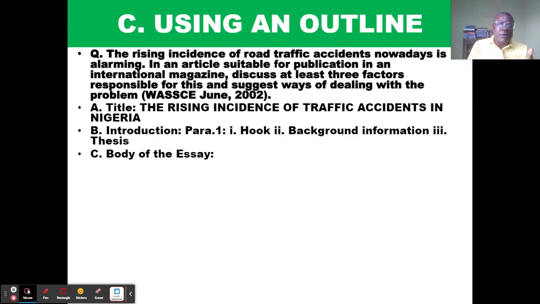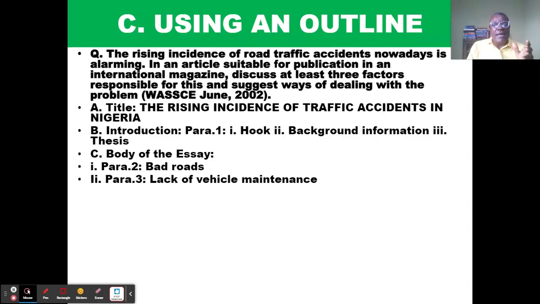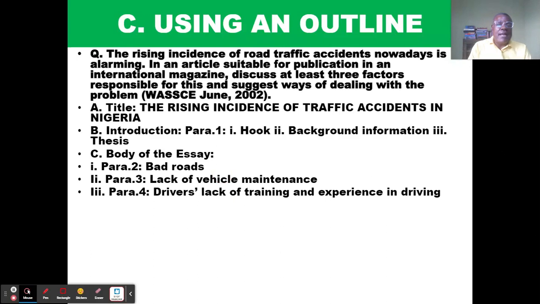Then C, the body of the essay. This should include paragraph 2. You jot down the points. Bad roads, you discuss bad roads. Then II, paragraph 3, lack of vehicle maintenance. III, paragraph 4, drivers' lack of training and experience in driving.